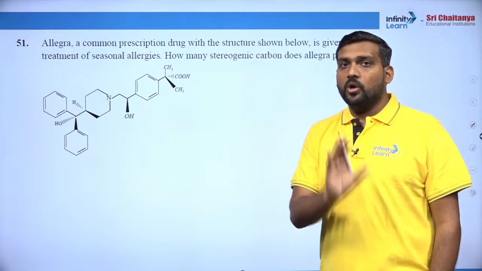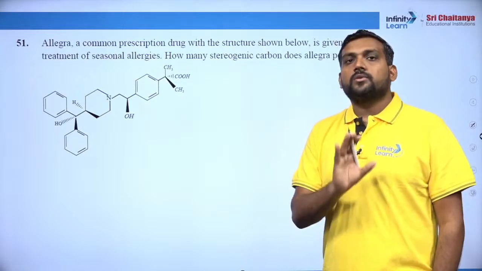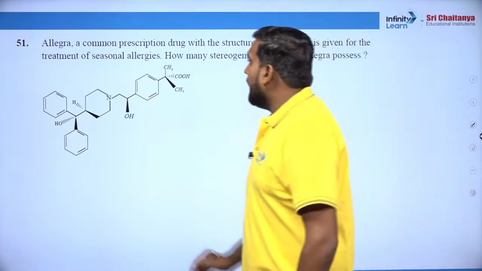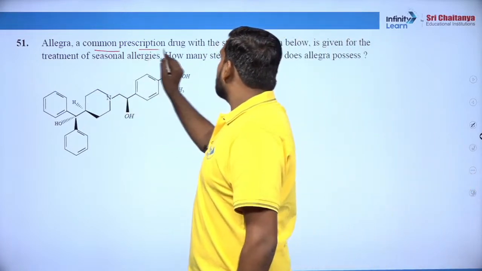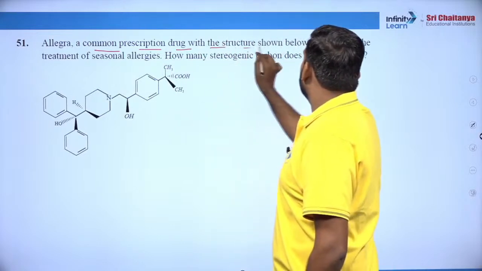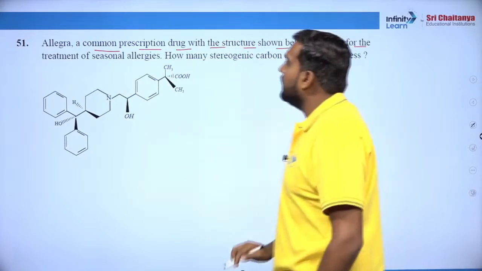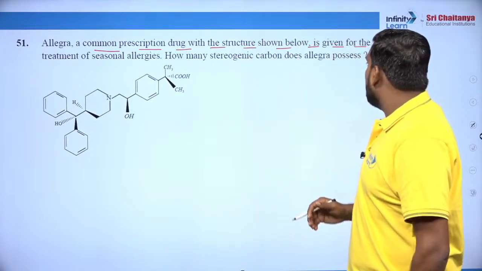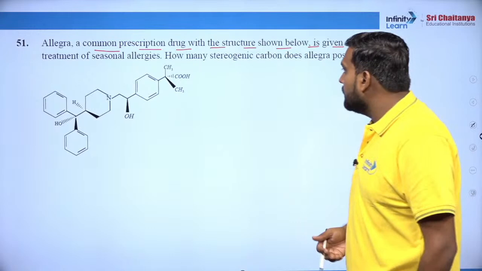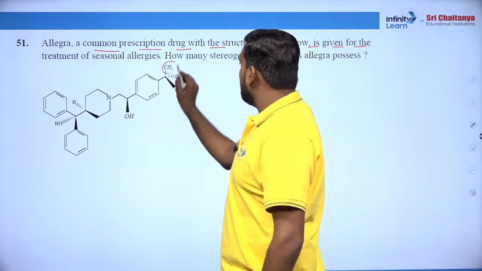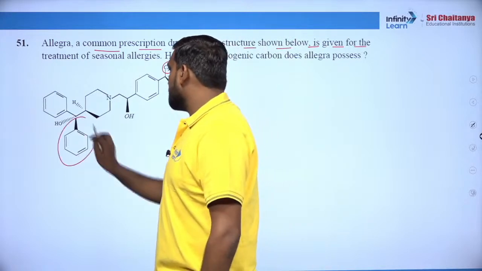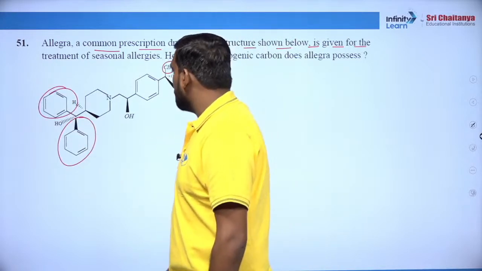Remember, try to remember all the factual information with you so that you can score higher in the next JEE Mains, okay. So here, Allegra, a common prescription drug with the structure shown below, is given for the treatment of seasonal allergies, okay. How many stereogenic carbons does Allegra have? So this is not stereogenic because it has 2 CH3 groups, okay.